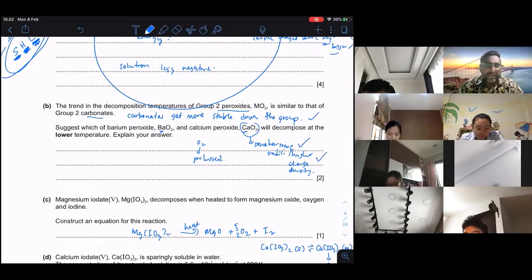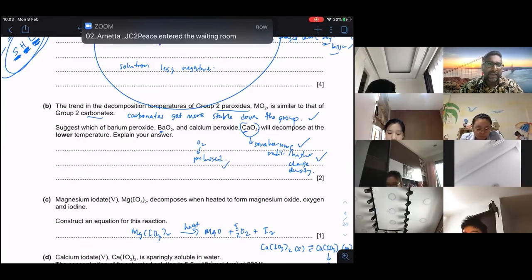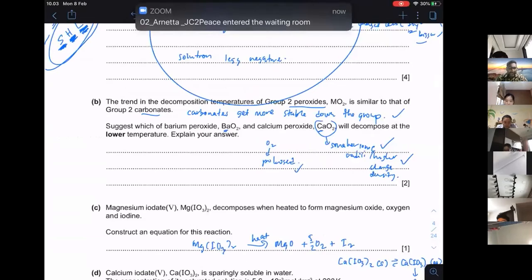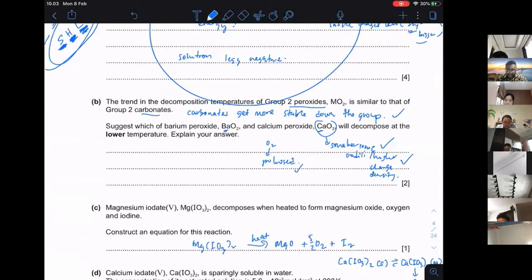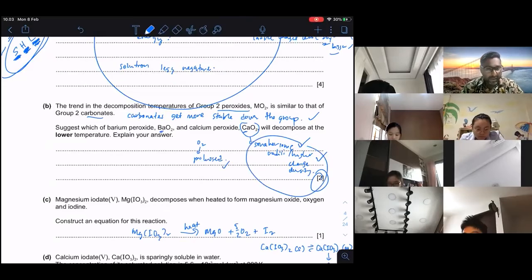So calcium ion will have a better polarizing power. So they will polarize the peroxide more, and the bonding between the oxygen and oxygen in peroxide is going to break easily. So that's the reason why calcium peroxide will decompose at lower temperature. So that's going to be 2 marks. See what are the areas that they want to give you marks.